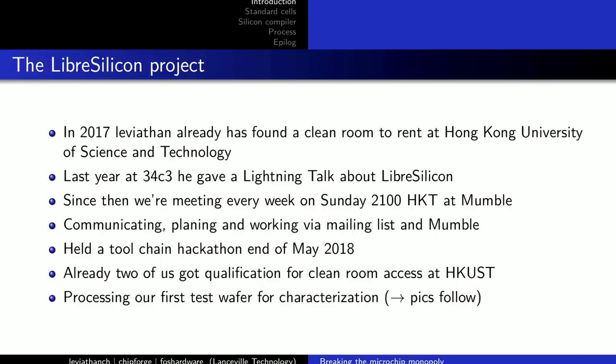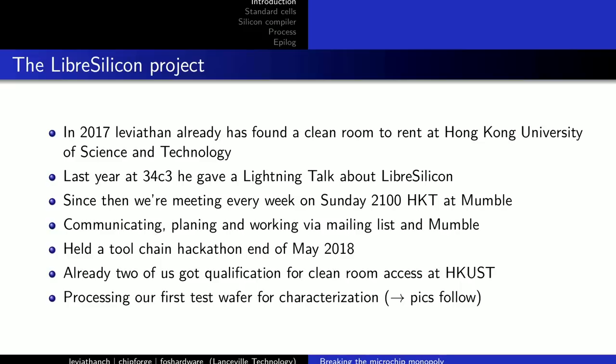Last year, David was looking for free silicon, just a way to manufacture his own chips, and figured out it's difficult. You need a lot of contracts for that, NDAs, non-disclosure agreements. So he looked around and found a clean room that we could rent. Then he entered the scene at the last Congress with a lightning talk, and said, I'd like to do that. I wasn't in the auditorium, but a guy told me later, look at this lightning talk. It's very interesting. You're already doing chips.